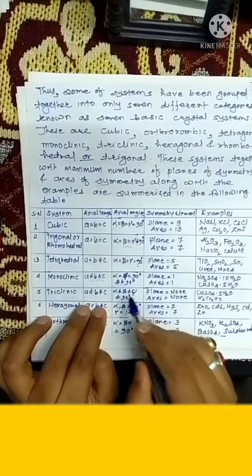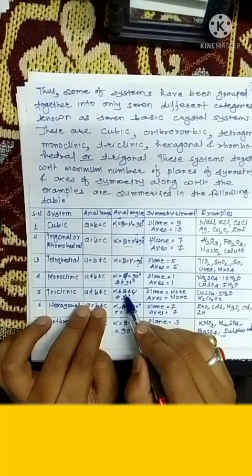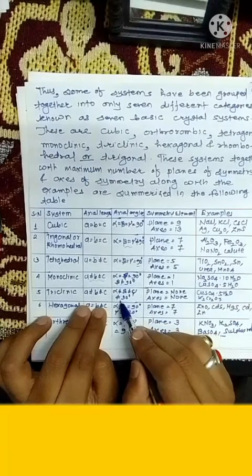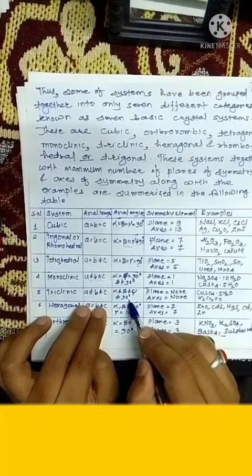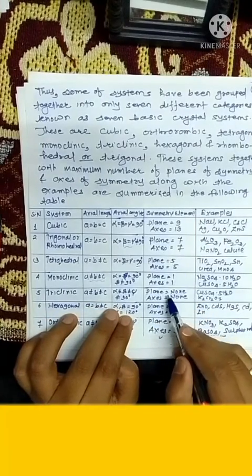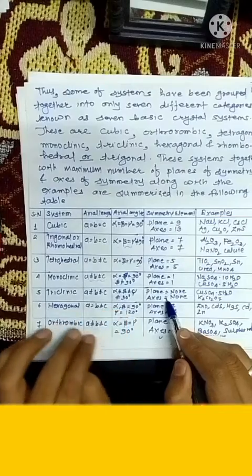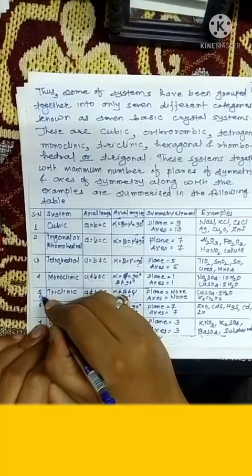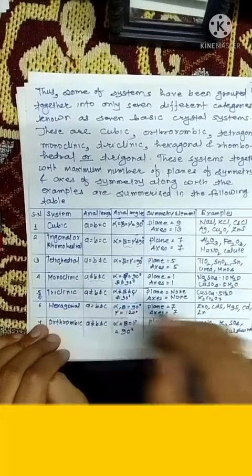The next system is the triclinic crystal system, in which a is not equal to b, b is not equal to c. Alpha is not equal to beta, beta is not equal to gamma, and gamma is also not equal to 90. There is no plane of symmetry and no axis of symmetry present in the triclinic system. It is important. It is asked as a 1 mark question in the exam.